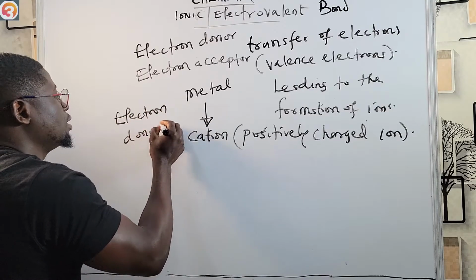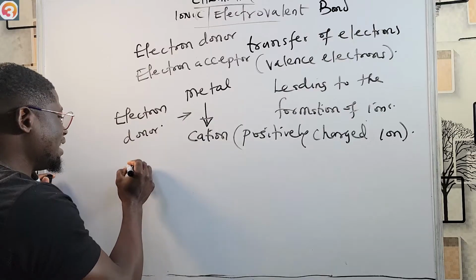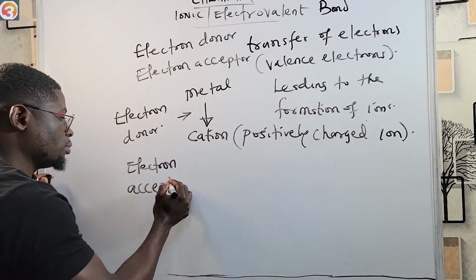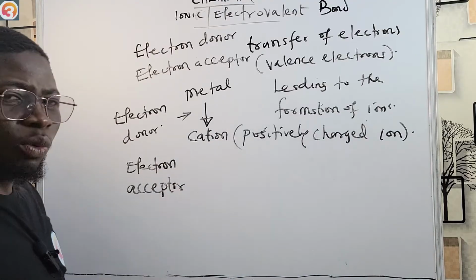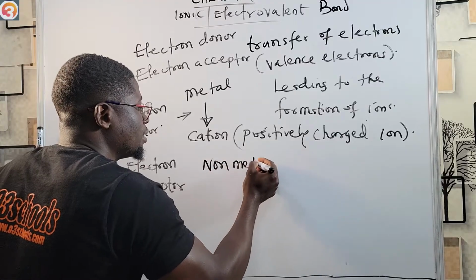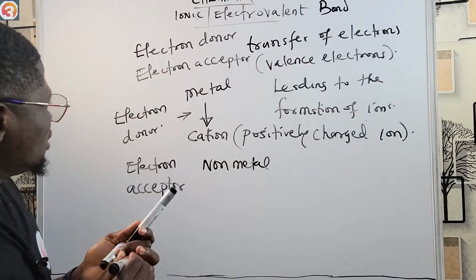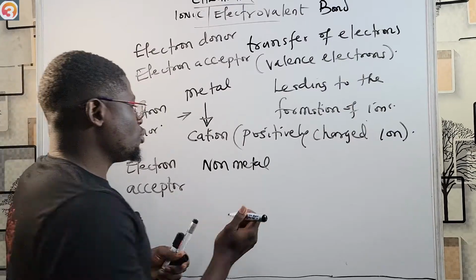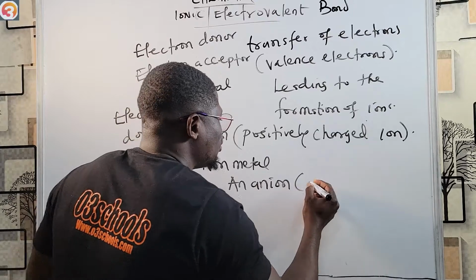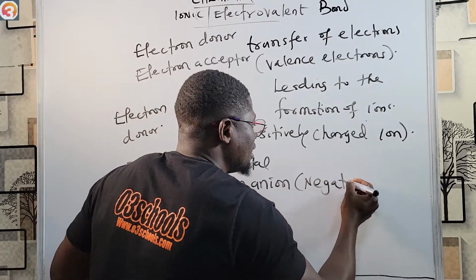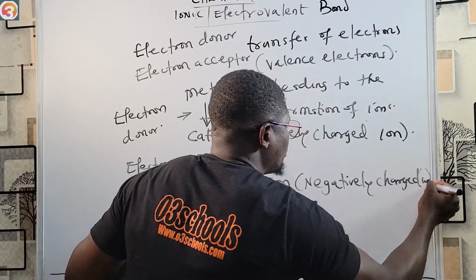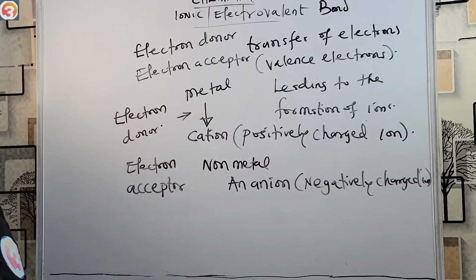Now, electron acceptor. The electron acceptor is usually what? A non-metal. It's usually a non-metal, and once it accepts the electron, it becomes what? An anion. An anion is what? It's a negatively charged ion.